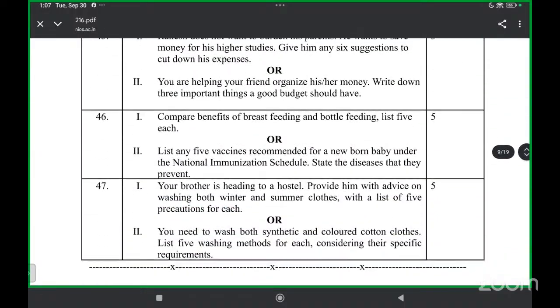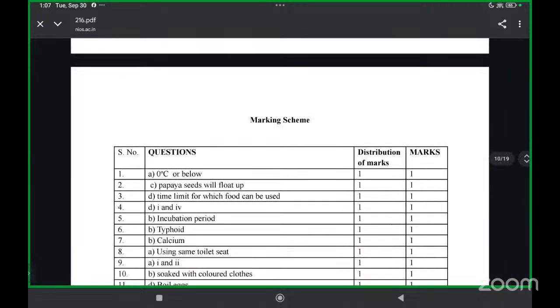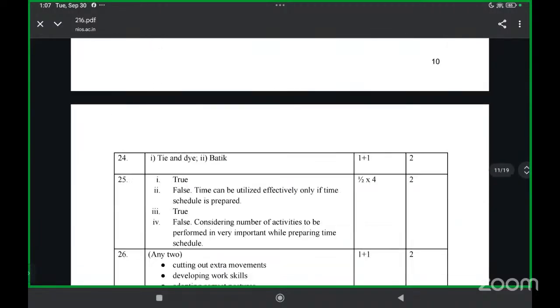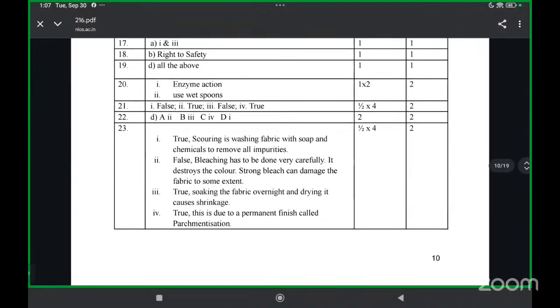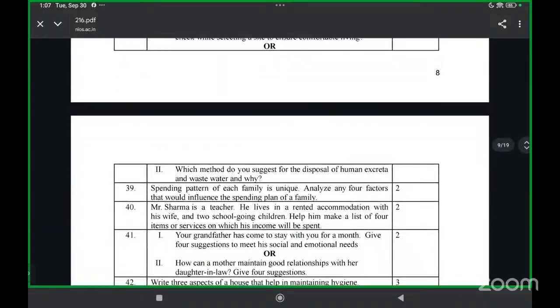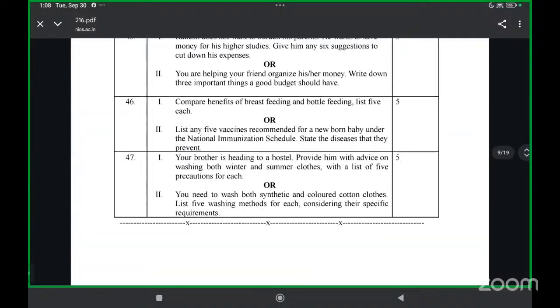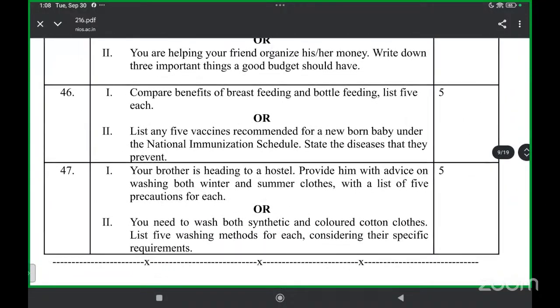44, 45, 46, 47: only attempt 1 question. Then this is the marking scheme. The marking scheme and the answers are given to you. These are the long questions, the last two, 5 mark questions, if you can see.